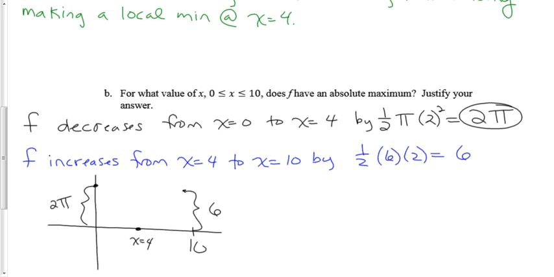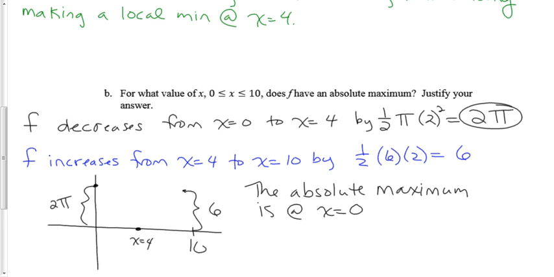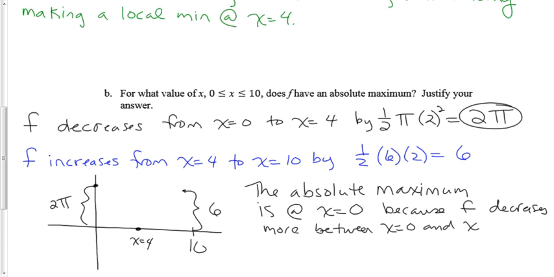So the absolute maximum is at x equals 0, because f decreases more between x equals 0 and x equals 4 than f increases between x is 4 and x is 10.